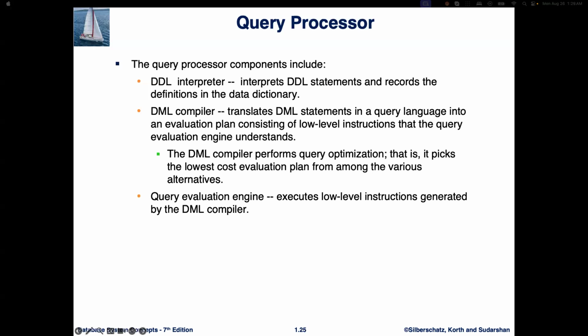DML compiler, or data manipulation language compiler, translates DML statements, which are used to manipulate data, into an evaluation plan. It takes high-level DML statements and converts them into a series of low-level instructions that the query evaluation engine can execute. One of its key functions is query optimization, selecting the most efficient evaluation plan from the various alternatives to minimize the cost of query execution. This involves choosing the best way to access the data, using indices, and determining the order of operations.